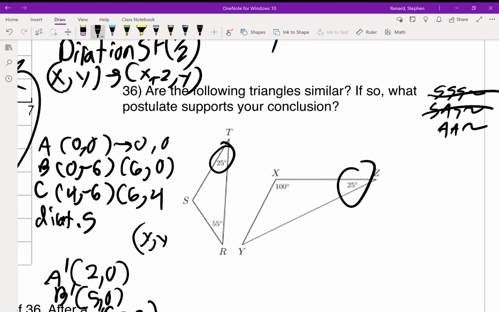So 100 plus 25 is 125. 180 minus 125 is 55. Oh, there we go. Yes. Angle, angle, similarity.